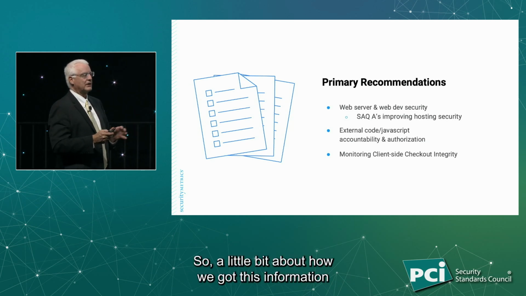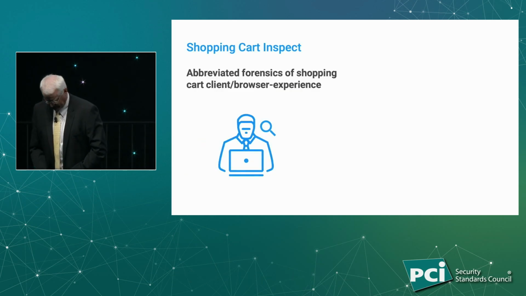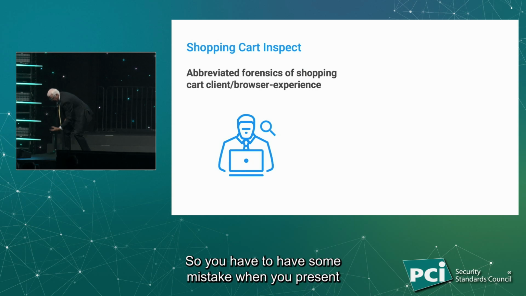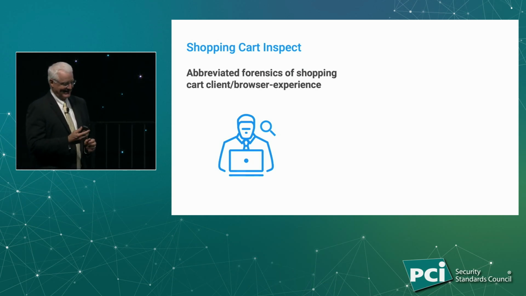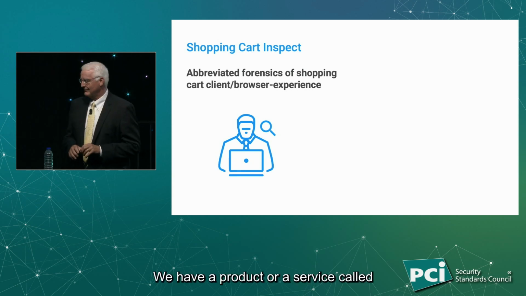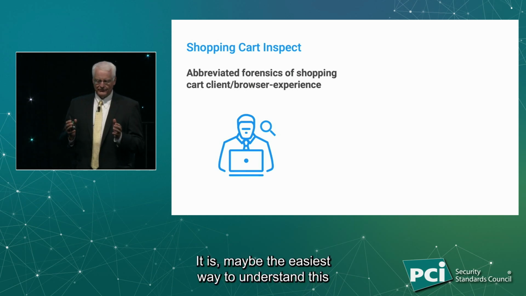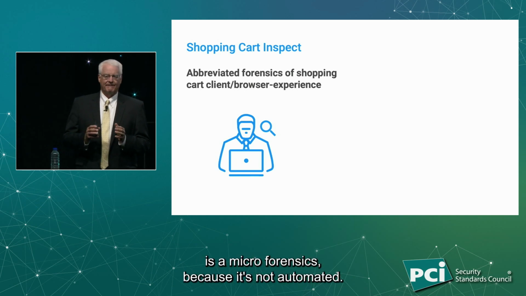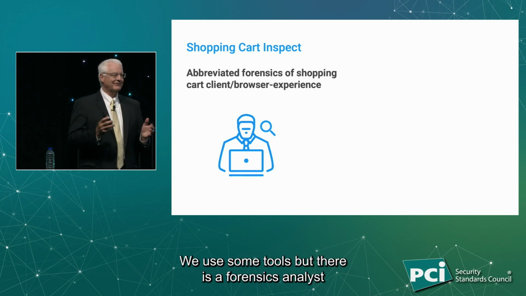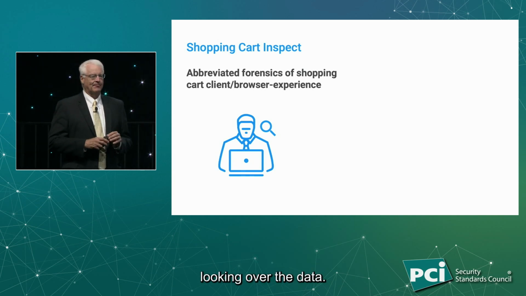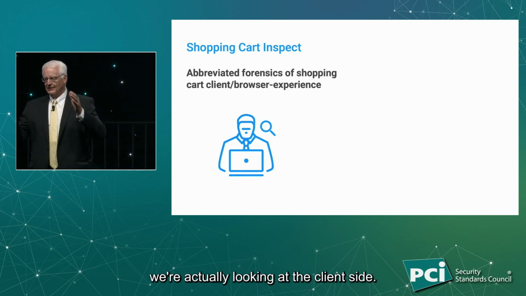So, a little bit about how we got this information and what services we're running. We have a product or a service called Shopping Cart Inspect. Maybe the easiest way to understand this is a micro forensics, because it's not automated. We use some tools, but there is a forensics analyst looking over the data. Because we're no longer just looking at the server side, we're actually looking at the client side.